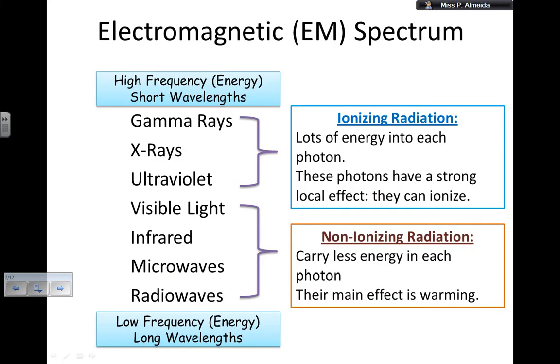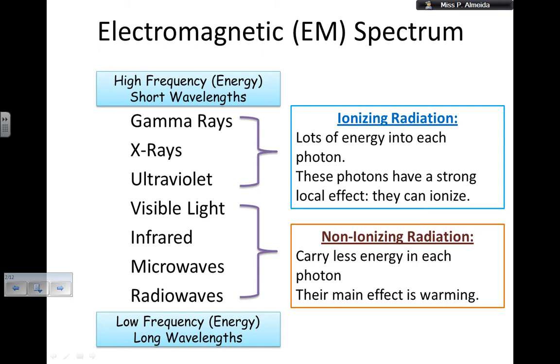So again, the electromagnetic spectrum, or EM spectrum, is in the following order of higher frequency to lower frequency, or higher energy to lower energy, or short wavelengths to long wavelengths: gamma rays, X-rays, ultraviolet, visible light, infrared, microwaves, and radio waves.